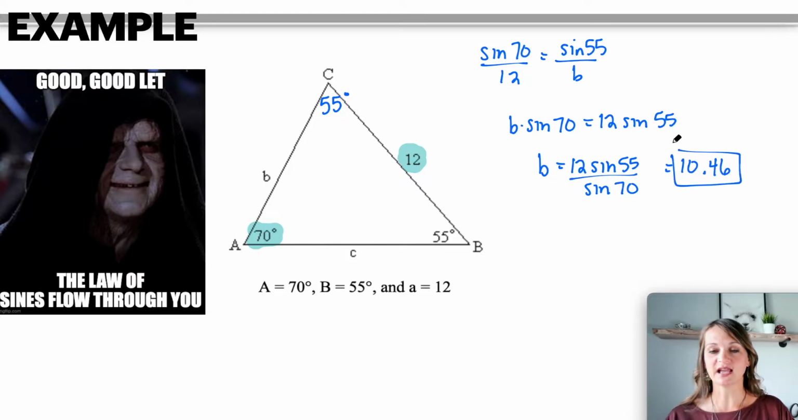Now, in this case, I could create another proportion in order to find little c, but we can actually cheat here because there's another postulate in geometry that basically says if you have an isosceles triangle, and in this case, we do have an isosceles triangle because we have two angles that are the same, that means their opposite sides are going to be the same. So if little b is 10.46, then I know that little c is also 10.46.